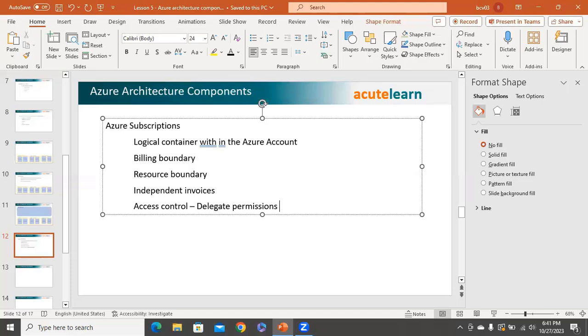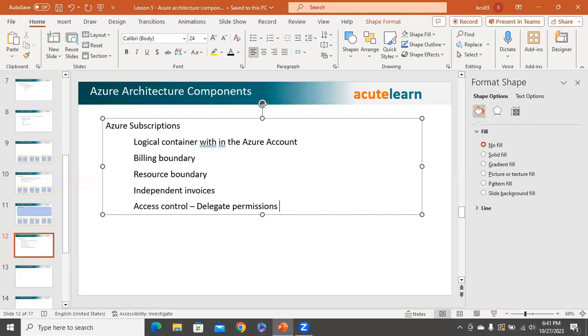Now, by having a subscription, I'm able to segregate my cost and know the cost of each thing. Second, I can delegate permissions. And I can restrict the communication between the resources.